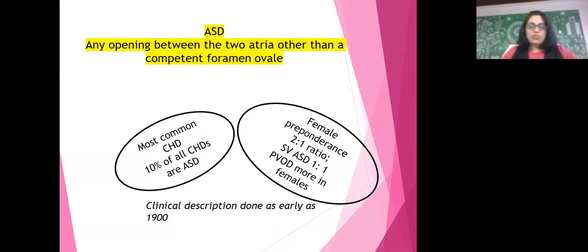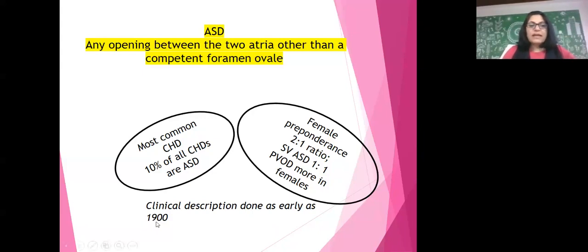Now ASDs, as you know, are more common in females, a 2:1 ratio, except in sinus venosus ASD where it's 1:1. And again, pulmonary vascular disease is more common in females. And we have known about ASDs from 1900.